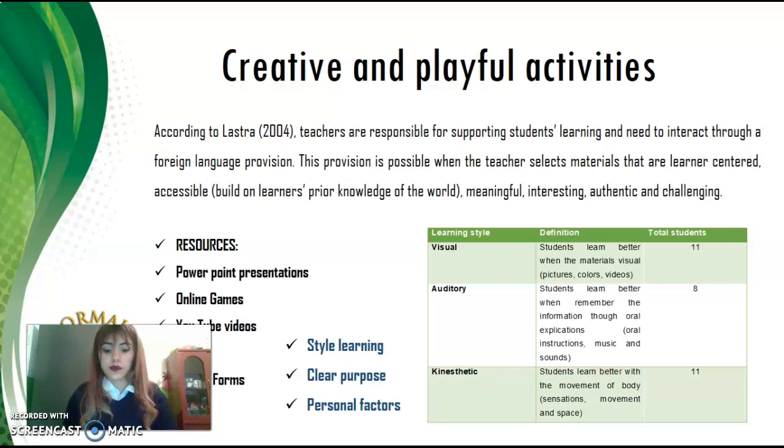So here it's important to mention the learning style of the group, the group purpose, and the personal factors, which are the characteristics of the group, like the learning style of the students in my group. Here we have the visual, the auditory, and the kinesthetic. I reviewed the responses of my students, and 11 are visual, 8 are auditory, and 11 are kinesthetic.